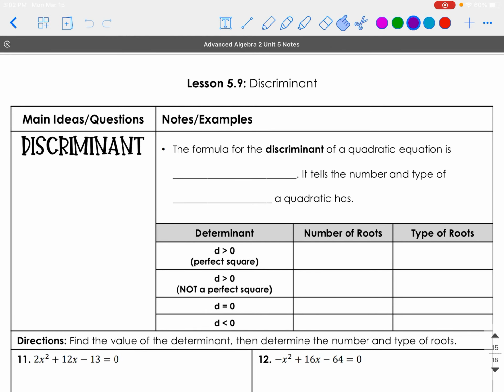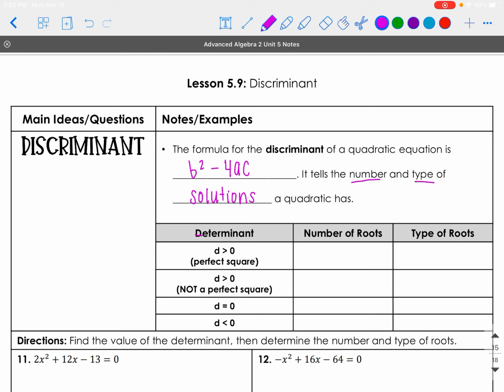Hey guys, in this video we're going to be going over lesson 5.9, which is on the discriminant. The formula for the discriminant is b squared minus 4ac. That probably looks familiar. It comes from the quadratic formula. And the discriminant tells us the number and type of solutions or x-intercepts that a quadratic has.